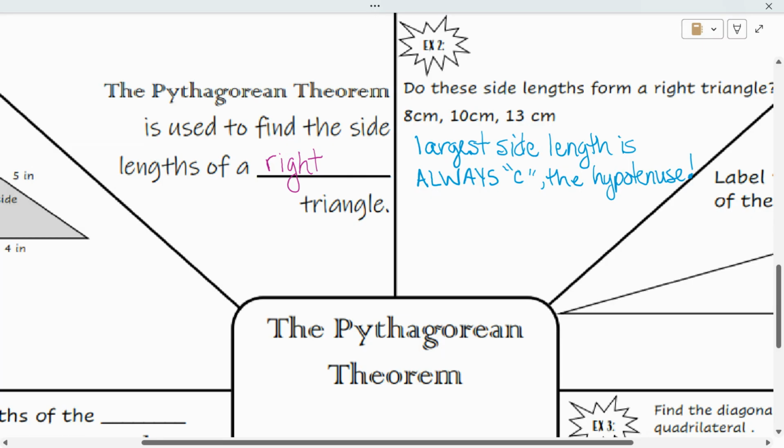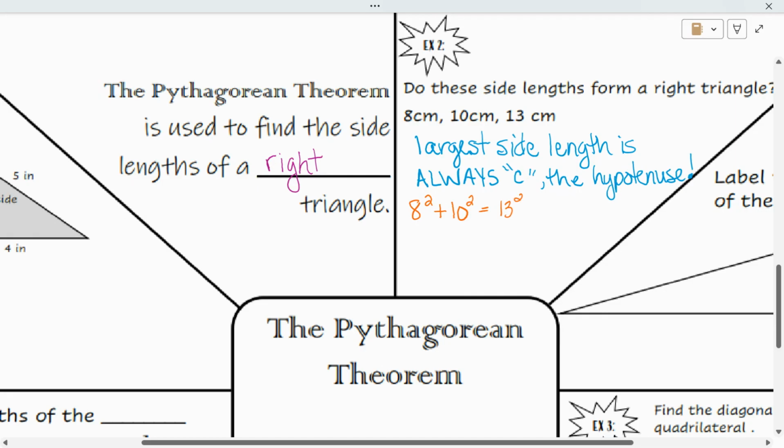Okay. A and B doesn't matter. Doesn't matter if you call 8 A or 10 A. Doesn't matter. We're just going to square them and add them together. So I have 8 squared plus 10 squared. But it's important which one you call C. It's always the longest side. Equals 13 squared.